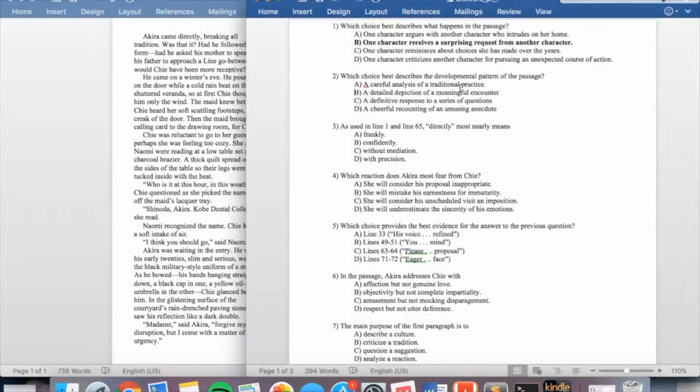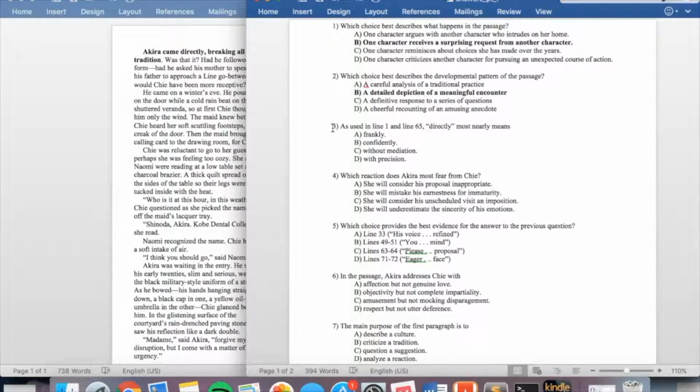There is a meaningful encounter here. It's the quest for Naomi's hand in marriage, and it is depicted with detail. The whole passage goes to talking about it. So that's a good one. C, a definitive response to a series of questions. There is really no definitive response, and there are questions, but that's not the basis of the passage. D, a cheerful recounting of an amusing anecdote. The anecdote doesn't seem amusing, and it's really not recounted cheerfully at all. So the answer here is B.